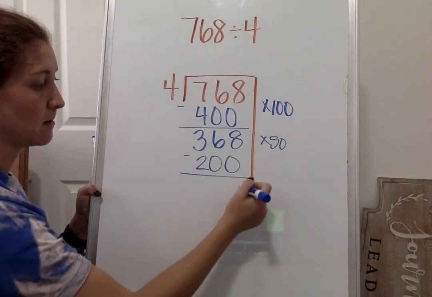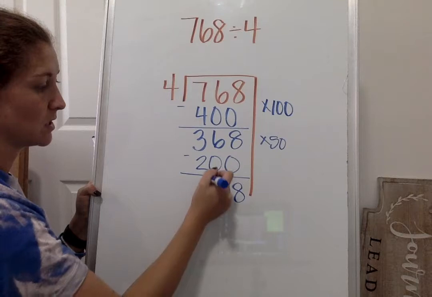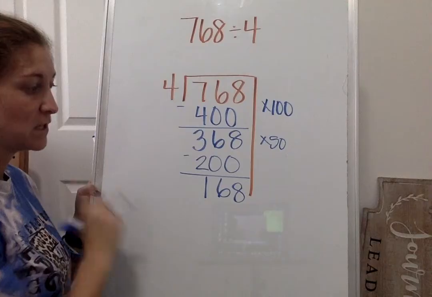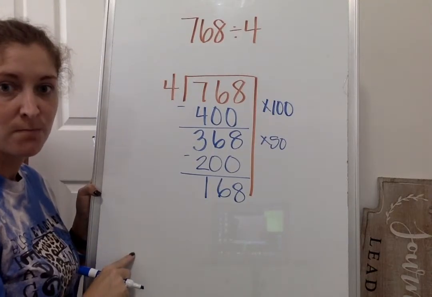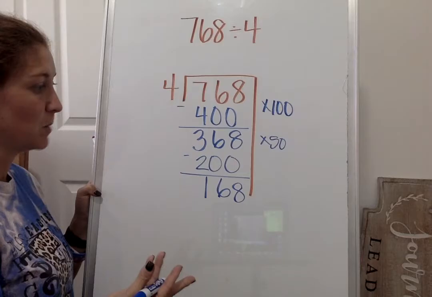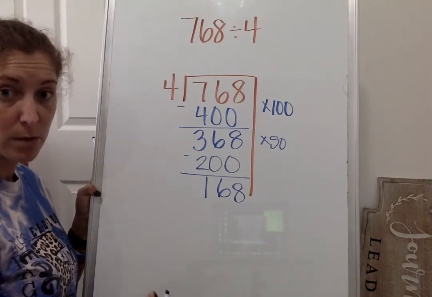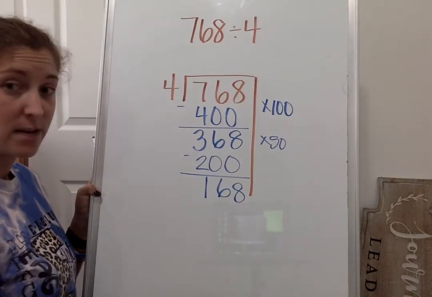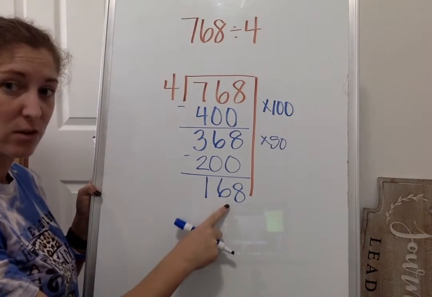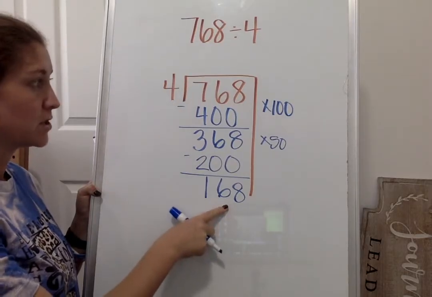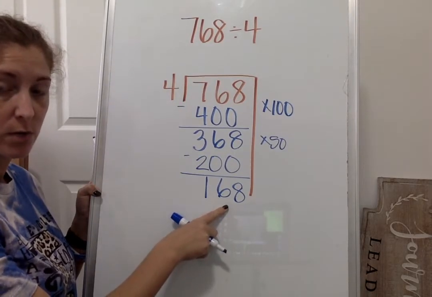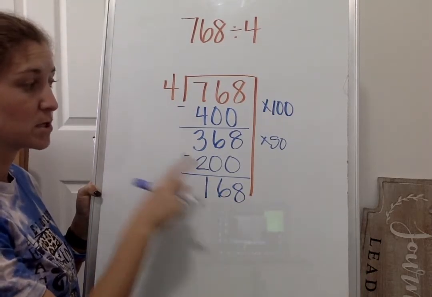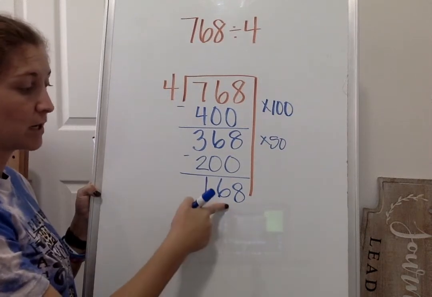I can subtract there. I would get 8, 6, and 1. Now I can't do 50 again, that would be too much. So can I multiply by 20? 4 times 20 is 80. Well, that gets me close. Can I get closer? What about 4 times 30? 4 times 3 is 12, so 4 times 30 is 120. That gets me close.